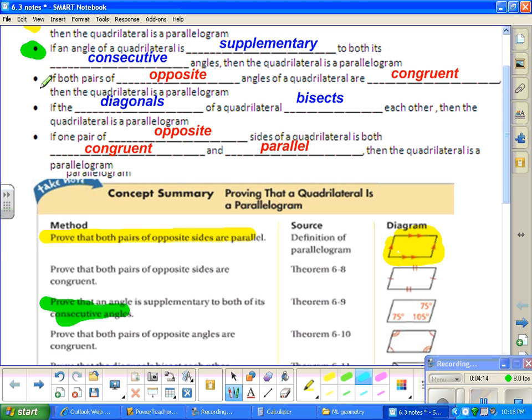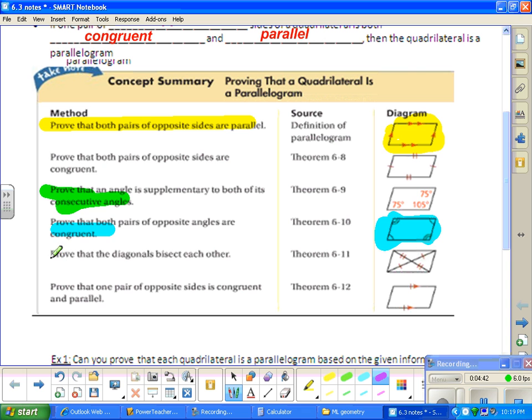If both pairs of opposite angles of a quadrilateral are congruent, then the quadrilateral is a parallelogram, which is here. You have your opposite angles are congruent, and it is a parallelogram. The next one, if the diagonals of a quadrilateral bisect each other, then it is a parallelogram. And what is bisect? It means it cuts it in half. So these diagonals here bisect each other. It is a parallelogram.